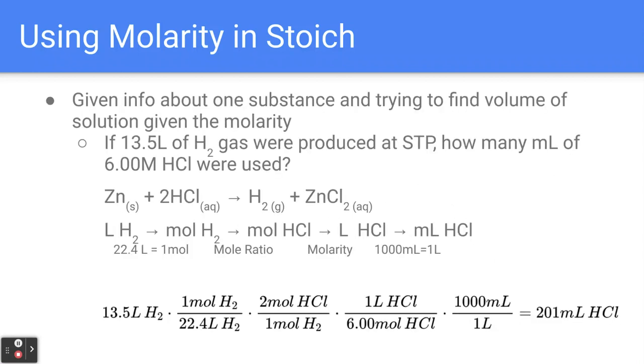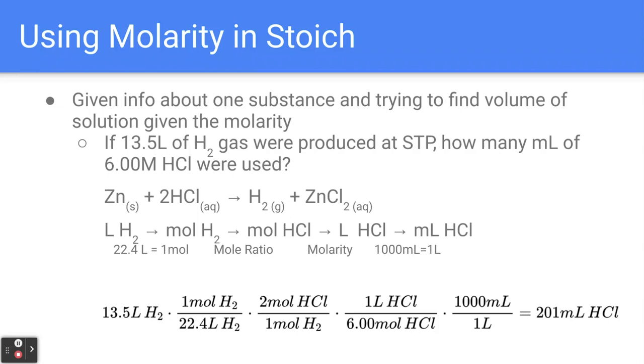Now let's say that we were given info about one substance and we're trying to find the volume of a solution given the molarity. So if we made 13.5 liters of hydrogen gas at STP, how many milliliters of 6 molar hydrochloric acid were used? So here we're starting with liters of hydrogen gas. We're going to moles of hydrogen gas, into moles of hydrochloric acid, then into liters of hydrochloric acid using our molarity, and then finally into milliliters using that conversion. So 13.5 liters, and then out of liters of gas into moles using that 22.4.